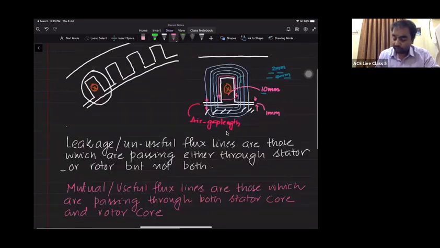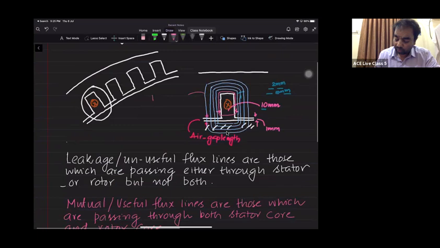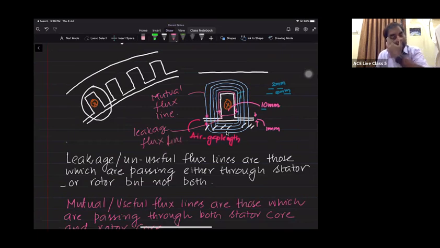So here, can I say this blue color are mutual flux lines, and this pink color is leakage flux lines? Why? Because it is linking with only one section. Leakage flux lines are leakage flux. I hope this point is clear.